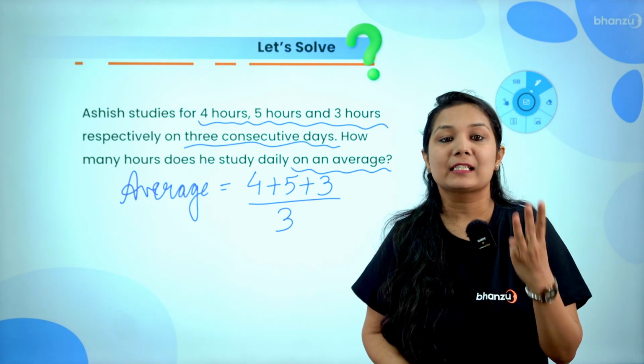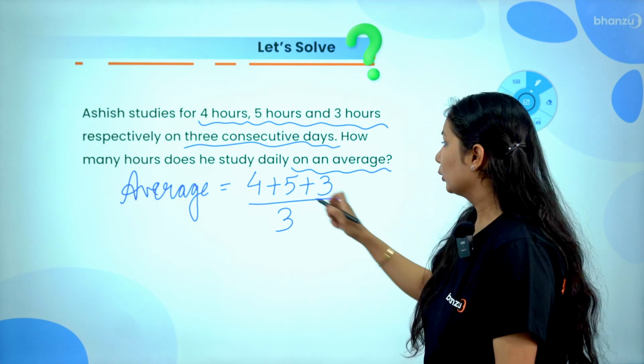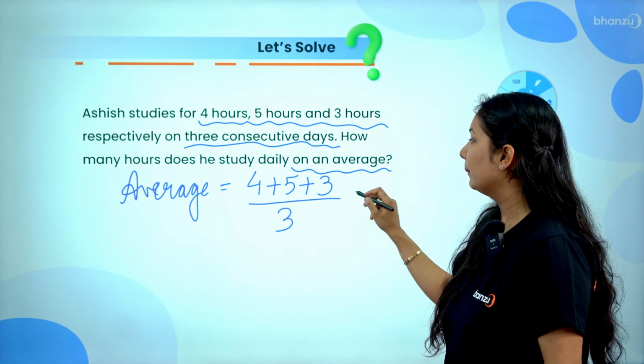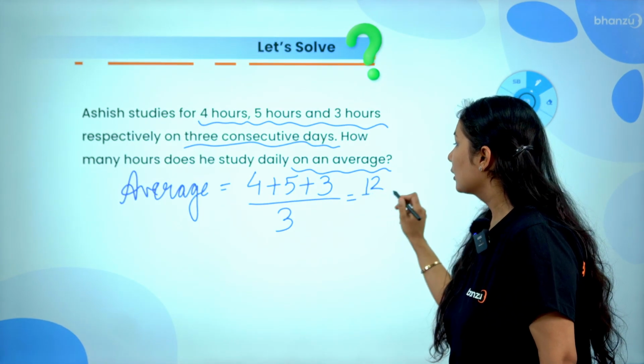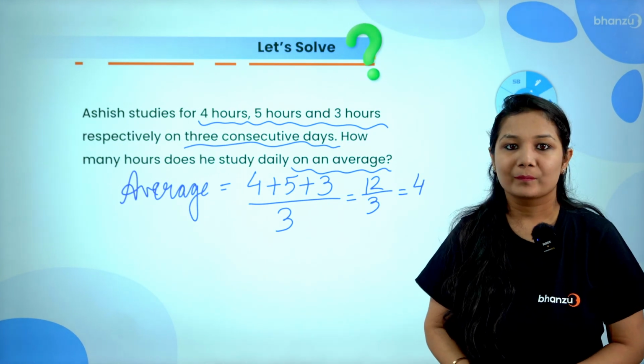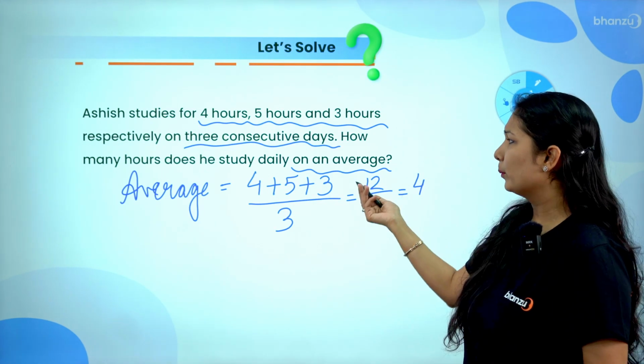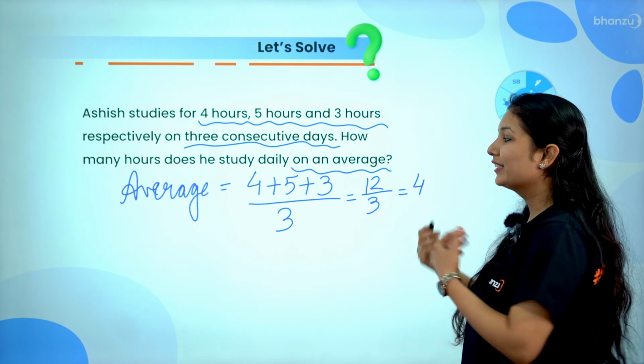So, we are taking his number of hours studied in 3 days, so divided by 3. So, what is over here? 5 plus 4, 9, 9 plus 3, 12 by 3. So, on an average, he studied 4 hours in a day. Right? So, whether they would have asked you to find out mean or average, it's one and the same thing.